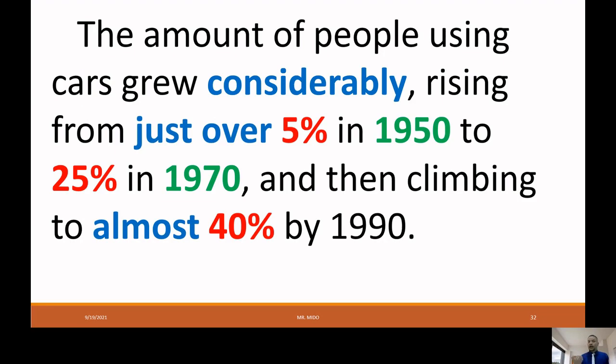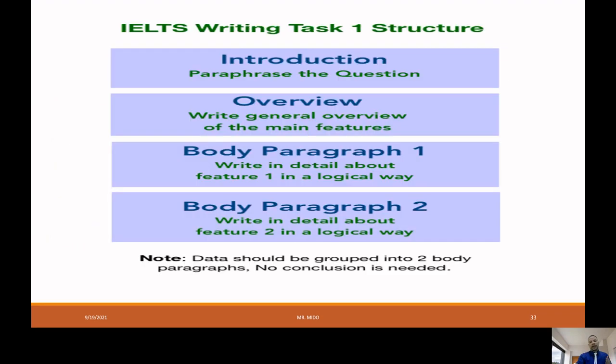What now? Paragraph 1 is about what? One of the transports. Yes, cars. Take care: after the introduction, I was talking in general. Now here, it is specific, with numbers and facts from the graph. The amount of people using cars grew in the past. Why? Because it was 1950, so it's past. Rising from just over 5% in 1950 to 25% in 1970. It's considerable, but not sharp, and then climbing again to almost 45% by 1990. You can say sharply here because it's at the top of the percentage.